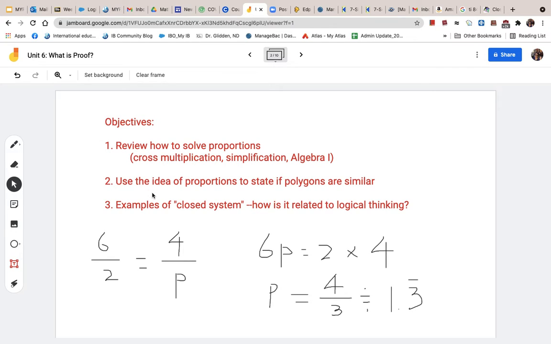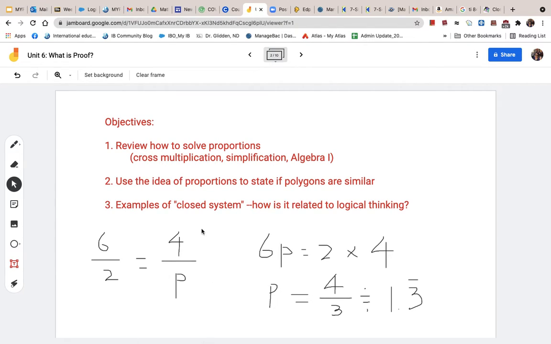It was actually a conceptual question left from lesson 2, one of the inquiry questions. I asked you to think about what is meant by closed system. Today we'll be looking at some examples. This is an open-ended question, but I want you to think about how it is related to logical thinking. All right, so let's start from solving proportions by looking at the practice question here.